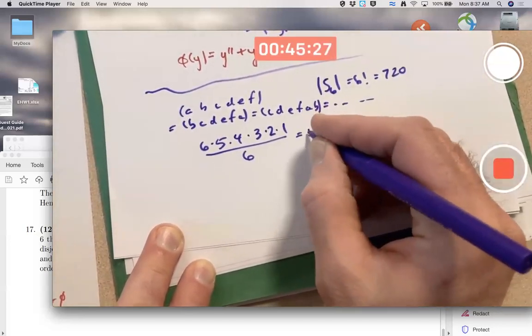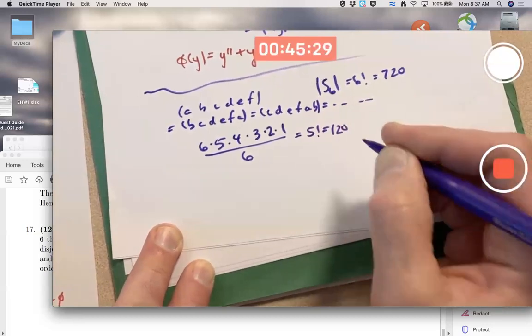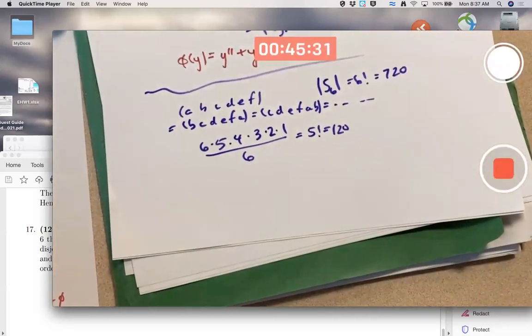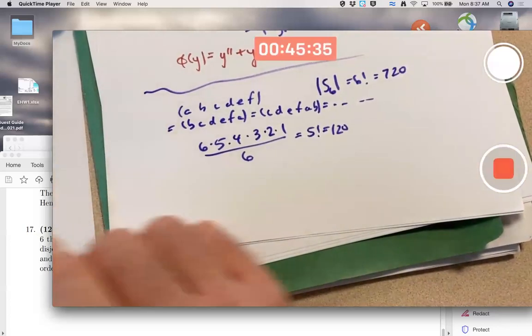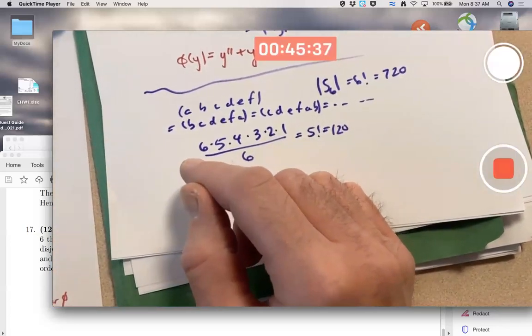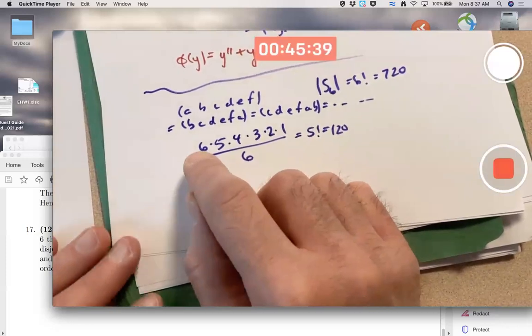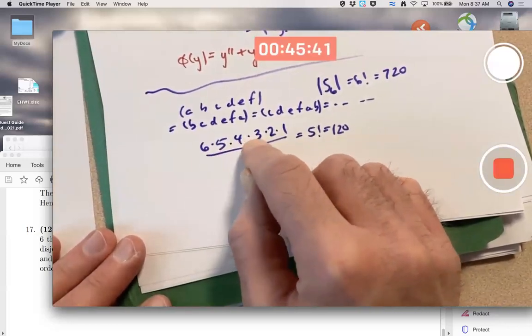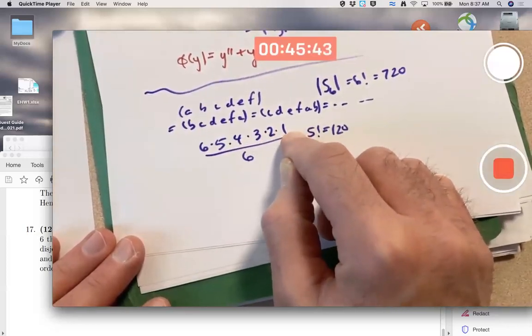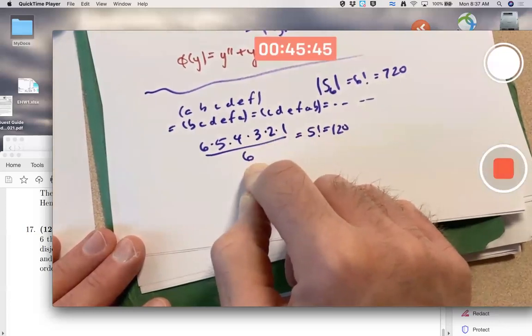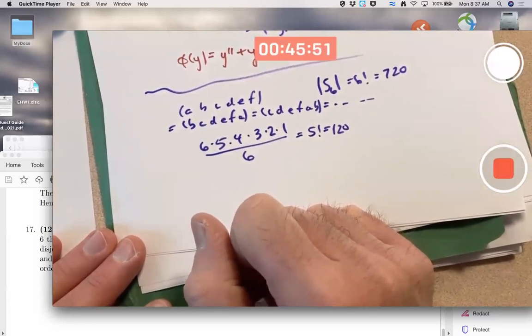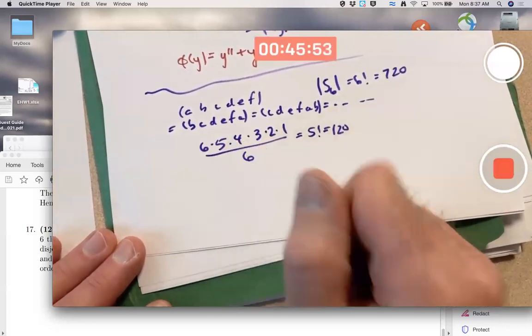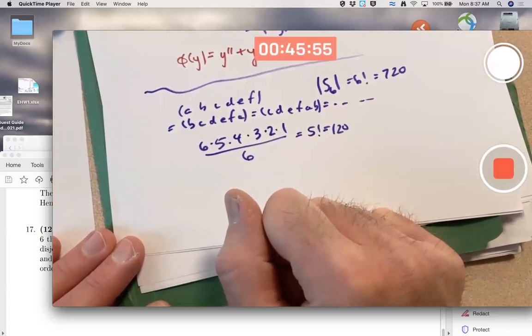So this is 5 factorial, which is 120. There are 120 cycles in S6. If it was S7, and you're still talking about 6 cycles, then this would be 7 times 6 times 5 times 4 times 3 times 2 divided by 6. Because there's still 6 ways to write a 6 cycle. But there would be more of them because you'd start with 7 up top instead of 6 if we were in S7.